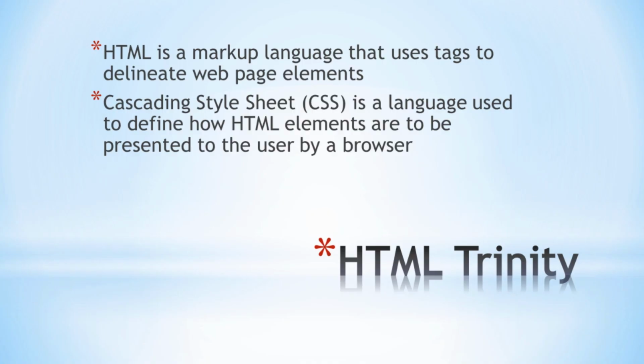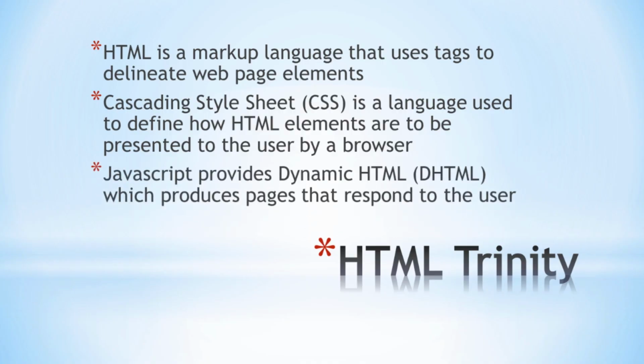Are they supposed to be blue? Are they supposed to be brown? Is there supposed to be space up above or to the right or to the left? Is this supposed to be in the upper left-hand corner? All of these things are defined by cascading style sheets. They have to do with the presentation of the elements defined by HTML.